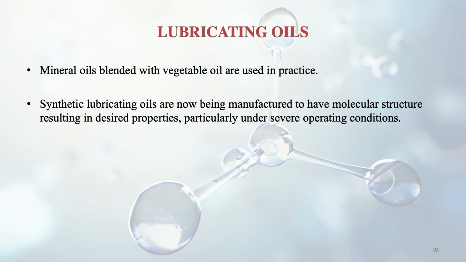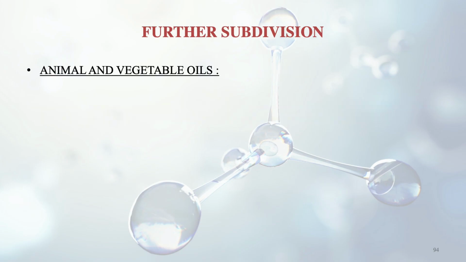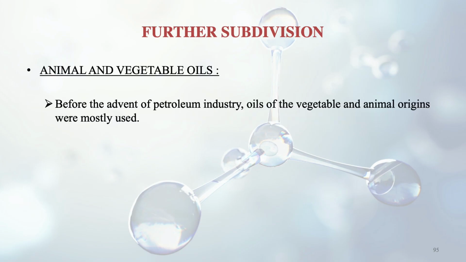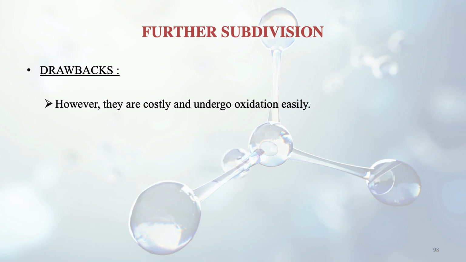So there are further subdivisions also in case of these lubricating oils. The first one is the animal and vegetable oil. Before the petroleum industry came into existence, we were using these, the animal and the vegetable ones, and they actually have very good oiliness. But there are certain drawbacks, like they are costly and undergo oxidation easily. And the product of the oxidation is very gummy and acidic.